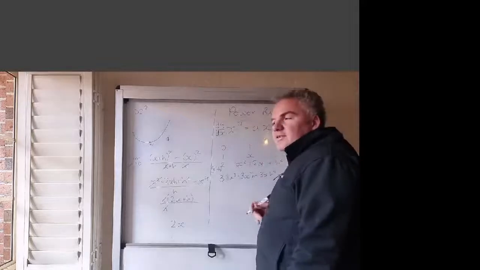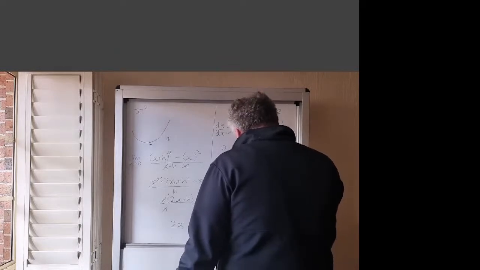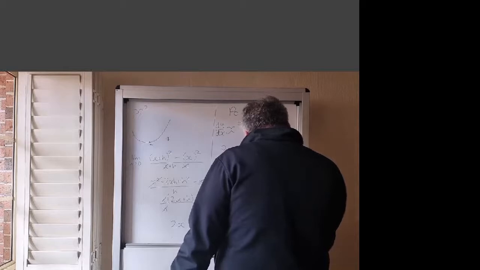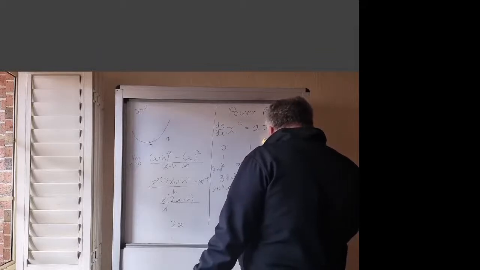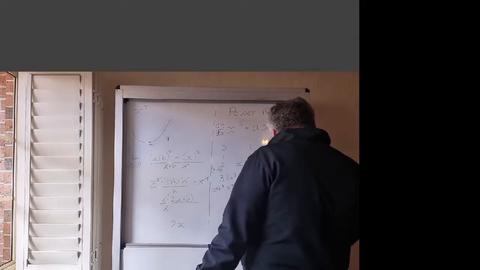Now I'll do one more of these. If you expand x plus h to the 4, you get x to the 4 plus 4x cubed h plus 6x squared h squared plus 4xh cubed plus h to the 4.